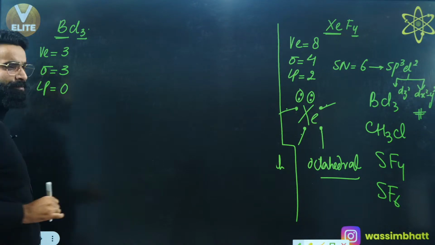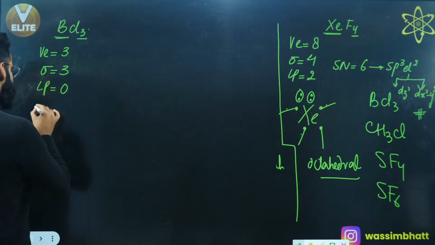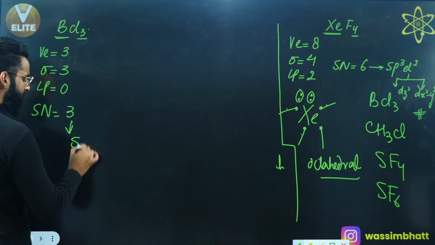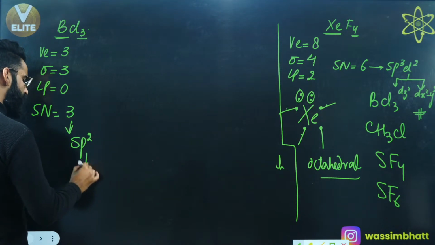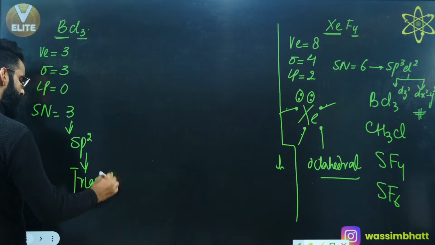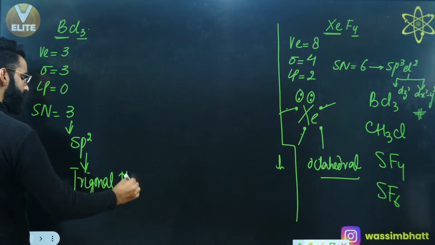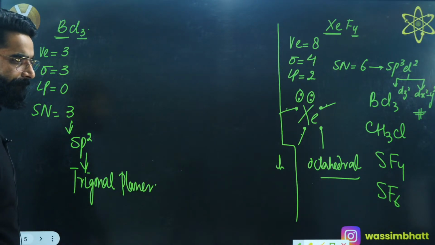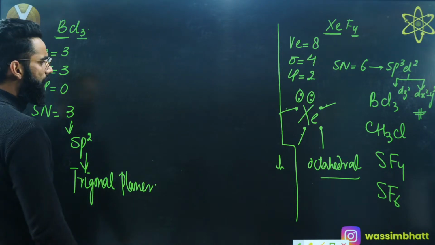You got to know the sigma bonds, you got to know the lone pairs, calculate the steric number, 3 plus 0 comes out to be 3. If steric number is 3, the hybridization is going to be sp2, right? So the geometry is going to be trigonal planar. It's going to be trigonal planar. Yes, as simple as that. Right, people? Okay.